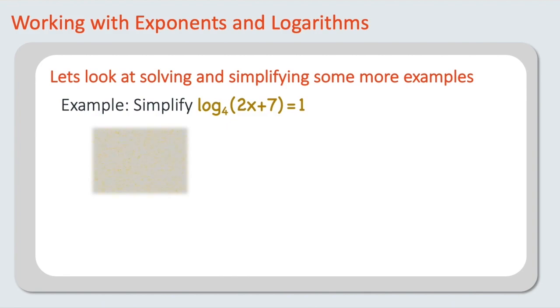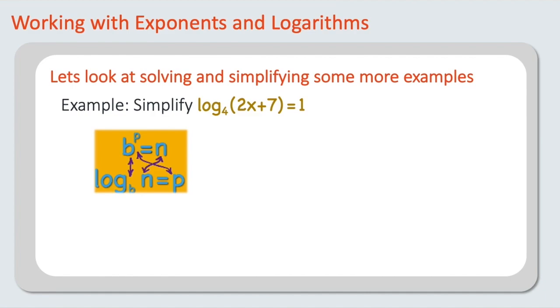Let's look at solving and simplifying some more examples. Log to the base 4, bracket open, 2 multiplied by x plus 7, bracket close, is equal to 1. In this example, we will look at how we can simplify the logarithmic expression by applying exponent and logarithm rules and relationships. You may recall this from earlier in the video. This short clip highlights the exponent and logarithms relationships. Let's apply this to the example.